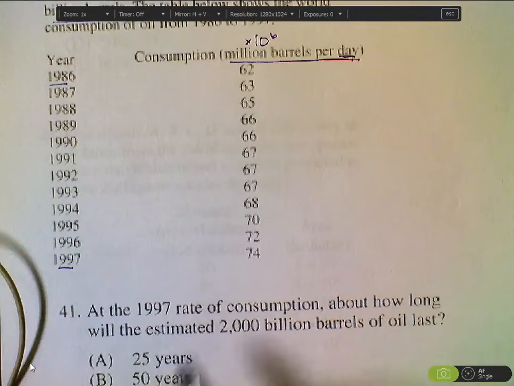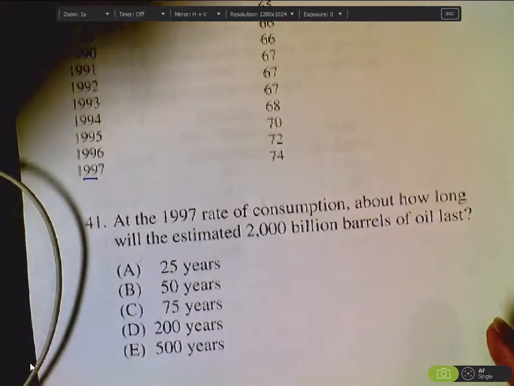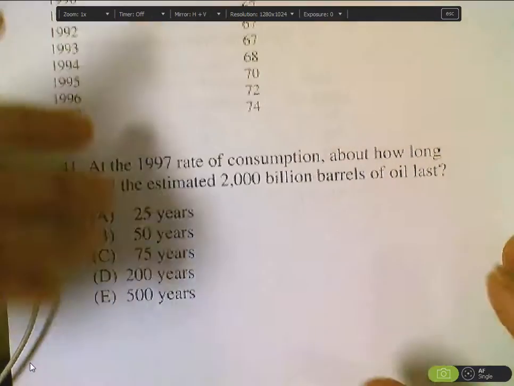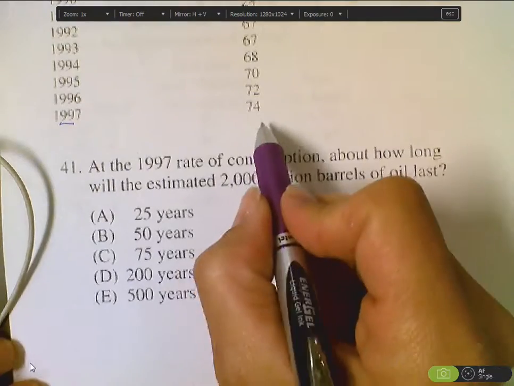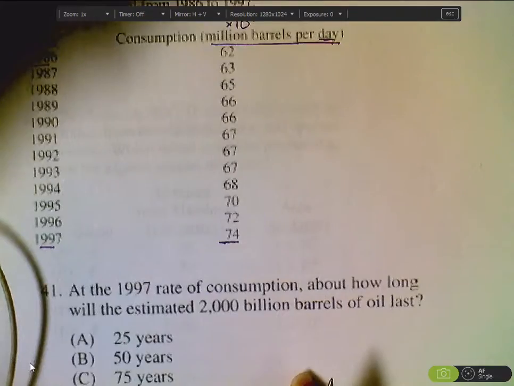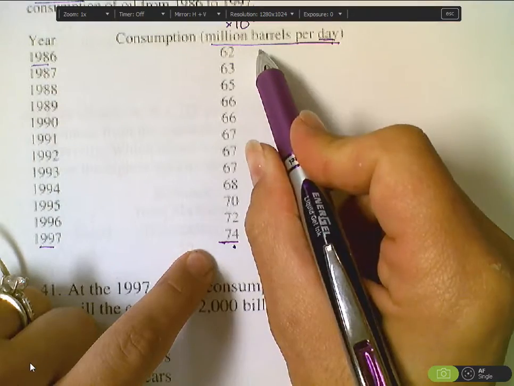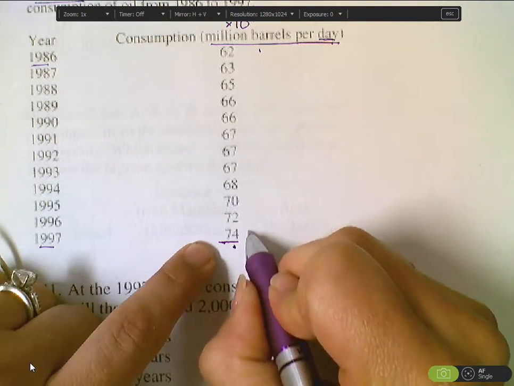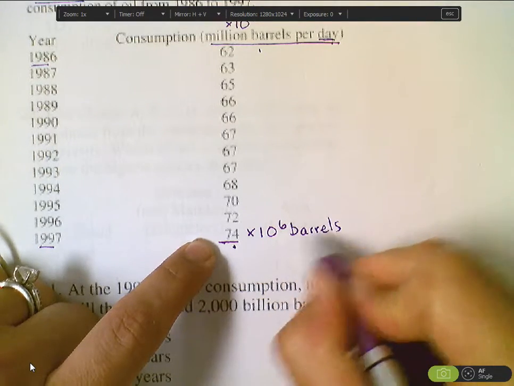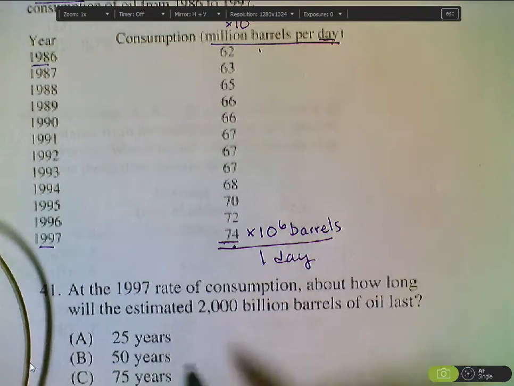If you look down here, it says at the 1997 rate of consumption, about how long will the estimated 2,000 billion oil last? So the 1997 rate of consumption is 74. And go back up here so you can see this card is going to be 74, and according to this up here, million per day. So 74 times 10 to the 6th. That's barrels in 1 day. That's just a nugget right there. That's a card.